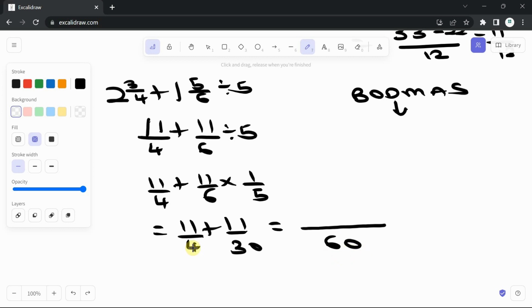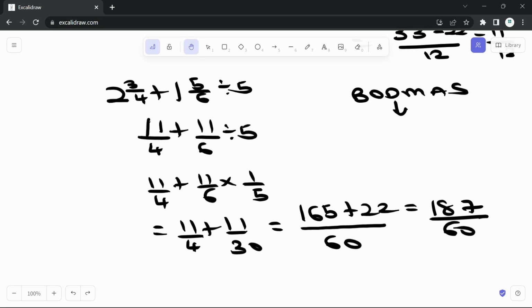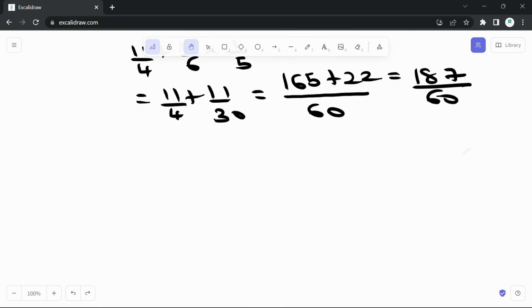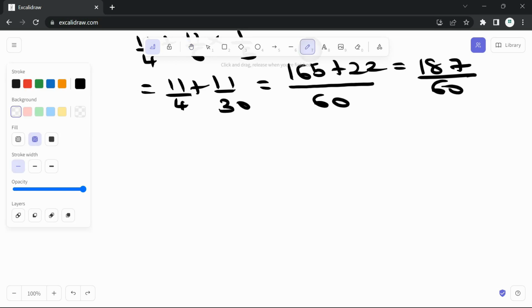60 divided by 4 is 15, right? 15 times 11 is 165, right? Plus 60 divided by 30 is 2. 2 times 11 is 22. So by the time you add these two guys, you'll be having 187 over 60, right? So we have resolved. So if we resolve the top, we had 11 over 12, and the bottom we had 187 over 60. So let's now replace them.